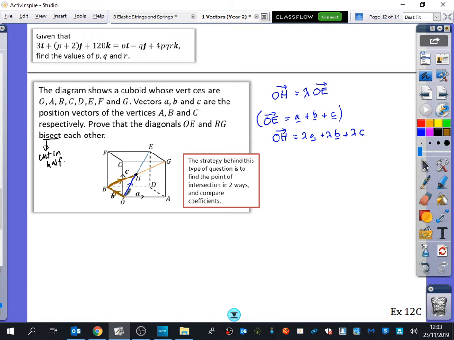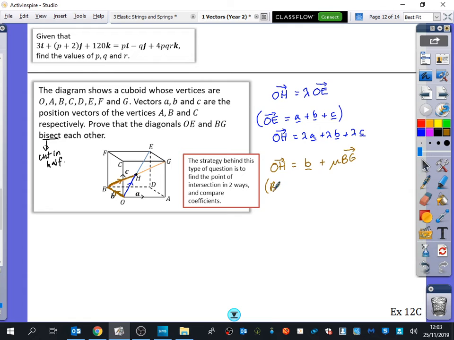So if I want to go from O to H in a different journey, I'm going to go from O to B, which is just B, plus B to H. So if I want to go, not BH, sorry, I want to go some distance of the way along BG. I'm going to use mu, and I'm going to go somewhere along BG.